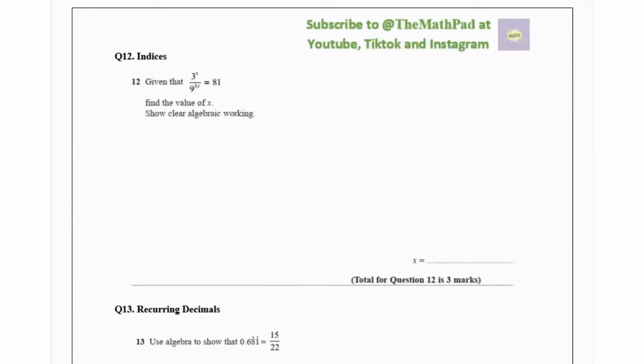Then again, you can get a different question for indices. This is slightly more complicated, but not the most complicated one. This is the medium level. Given that 3 to the power of x divided by 9 to the power of 3x equals 81, find the value of x.